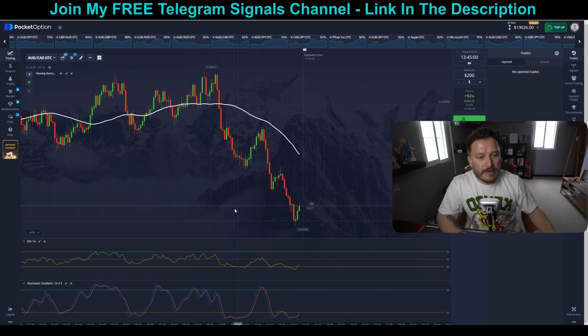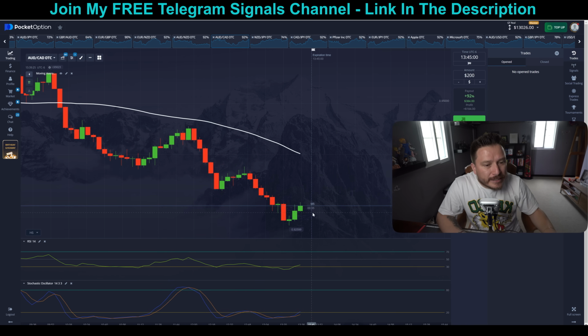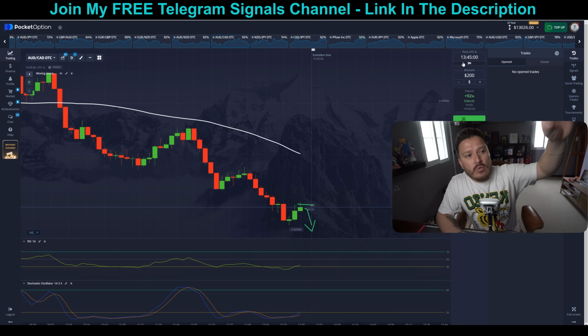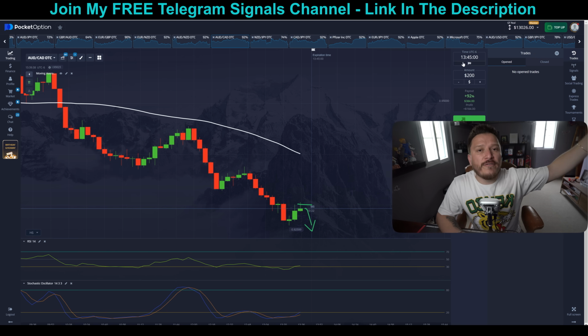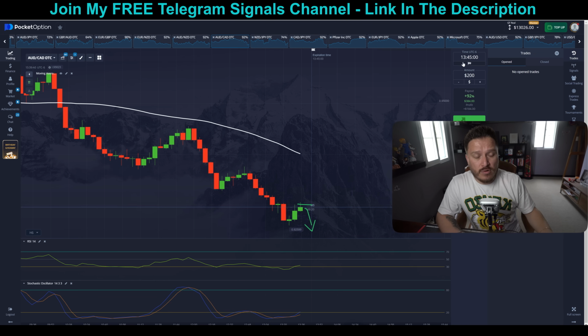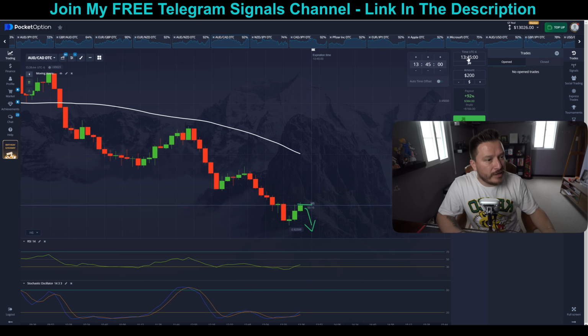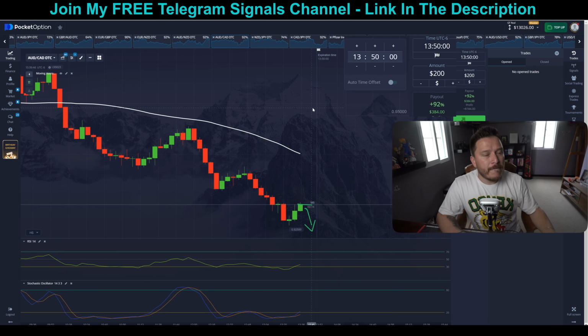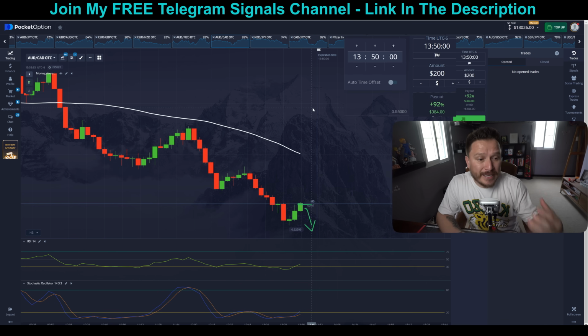So for instance, if you see an entry point, like let's assume that this was a good entry point, you're going to enter for the next candlestick, right? So right now, since it's 13:40, 13:39, then we are going to enter for 13:45 as an expiration time. Okay, if it was on the next candle, then we would actually go right here and move it to 13:50 and so on. 5 minutes afterwards. Okay, so hopefully this is actually making sense.